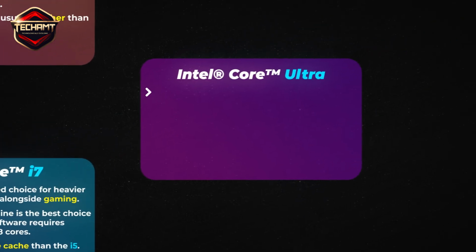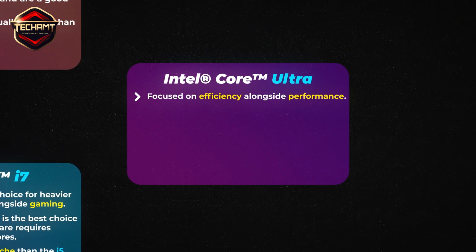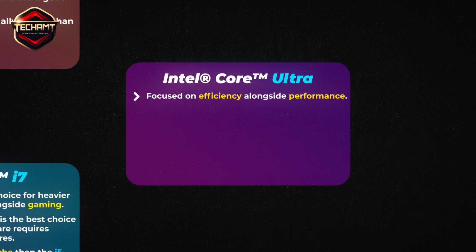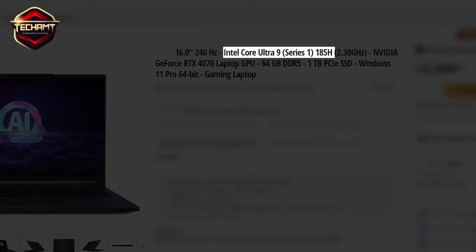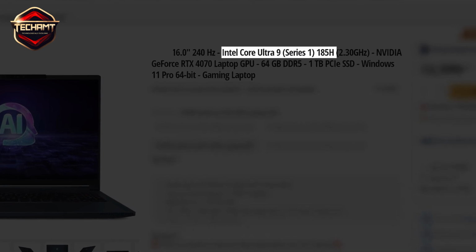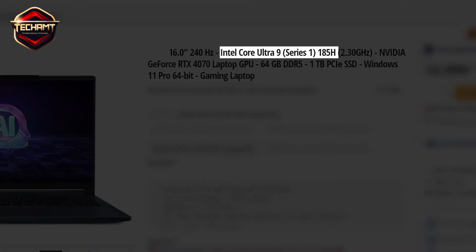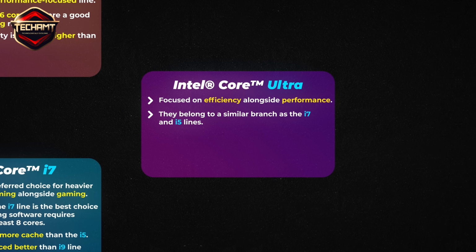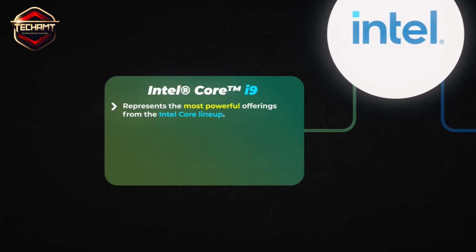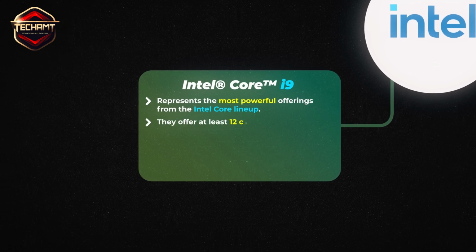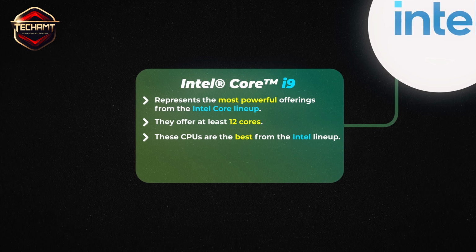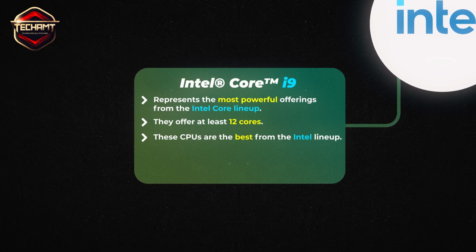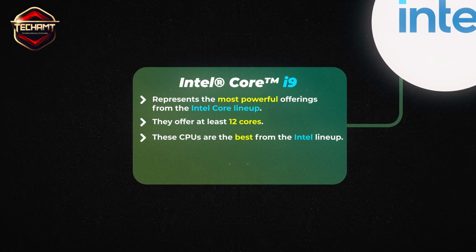Intel also has a new line of CPUs focused on efficiency alongside performance called Intel Core Ultra. They can easily be spotted with their branding, which indicates their new generation. These CPUs are offered in the mobile segment, where both performance and efficiency are important, and they belong to a similar branch as the i7 and i5 lines. The i9 line represents the most powerful offerings from the Intel Core lineup. They offer at least 12 cores. These CPUs are the best from the Intel lineup. Whether you're looking for desktop or laptop options, these CPUs can handle very heavy workloads.